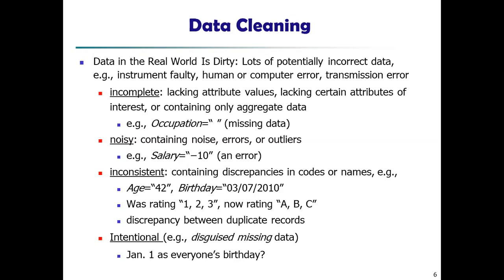Was rating values 1, 2, 3, now rating as A, B, C. Discrepancy between duplicate records. All of this you have to call inconsistent data. And the next one is intentional data, that is the disguised missing data. January 1 is everyone's birthday. Okay, that is not correct. So that is the disguised missing data. This type of data you have to clean using the data cleaning concept: incomplete data, noisy data, inconsistent data, and intentional data.